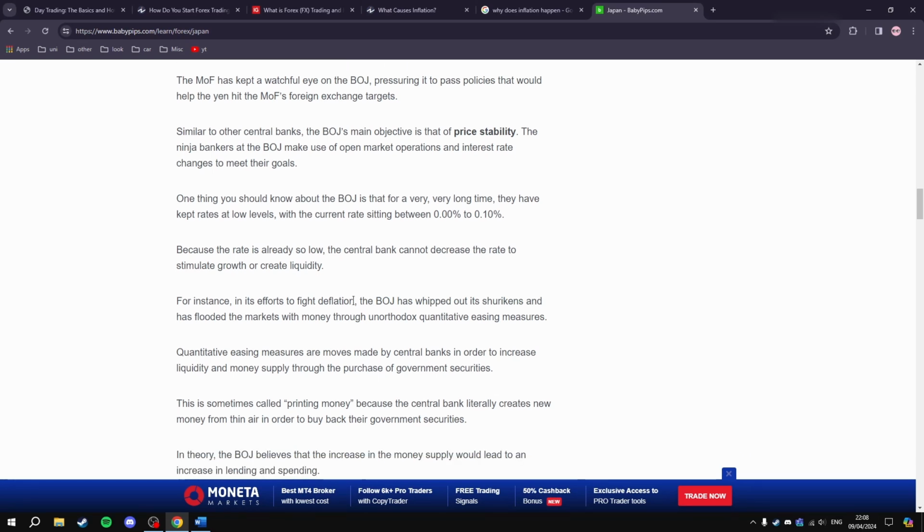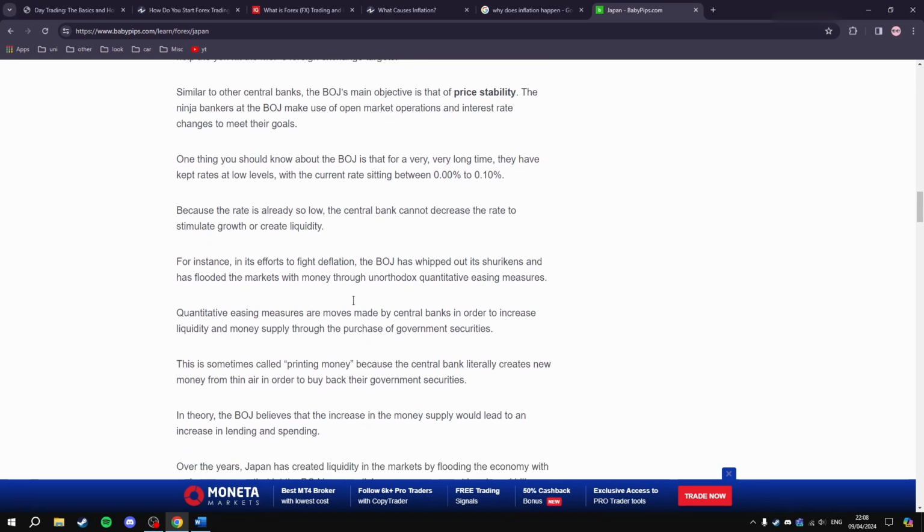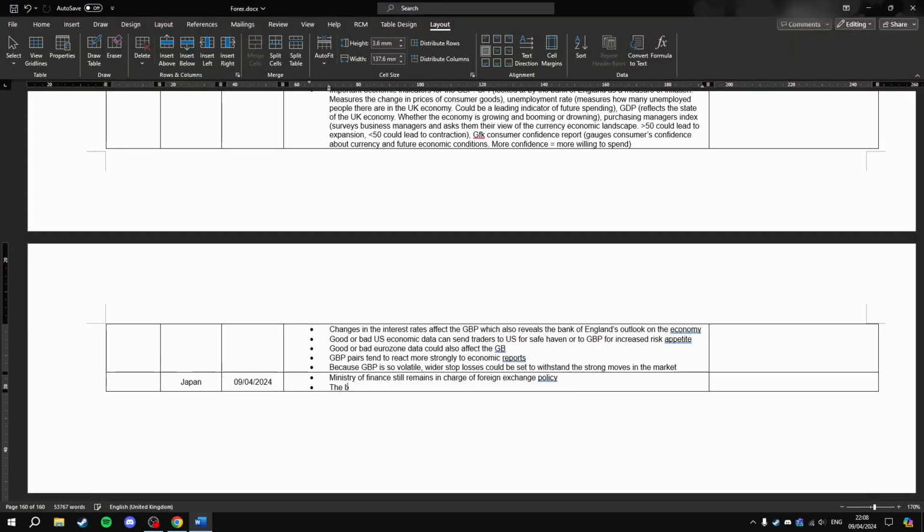Similar to other central banks, the Bank of Japan's main objective is that of price stability.